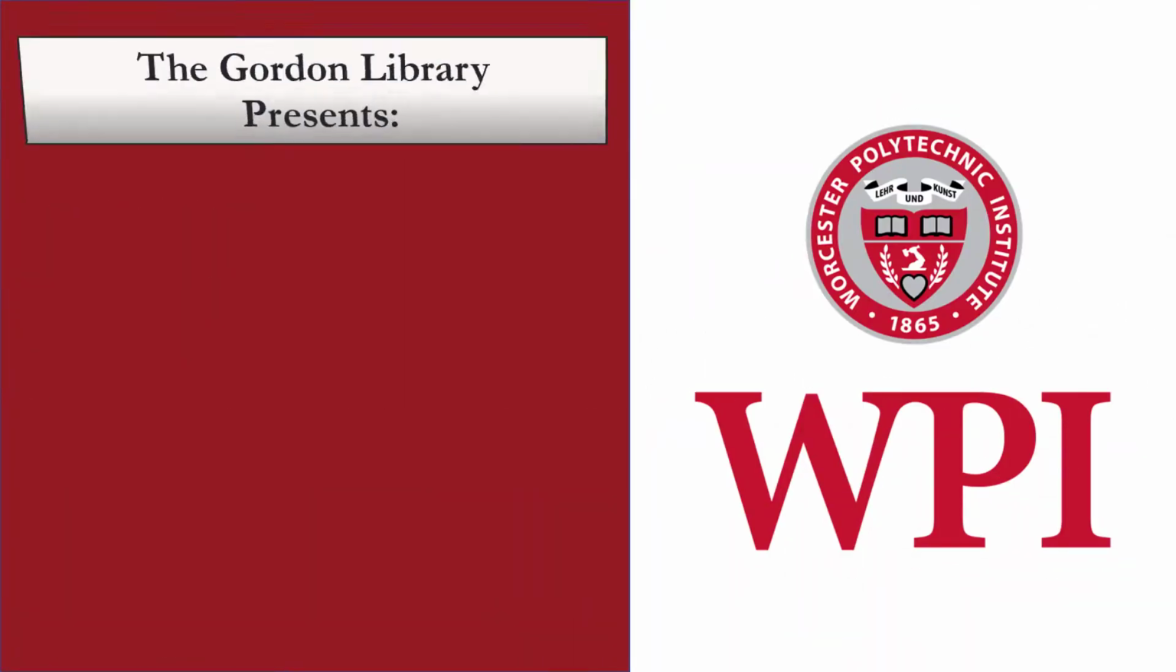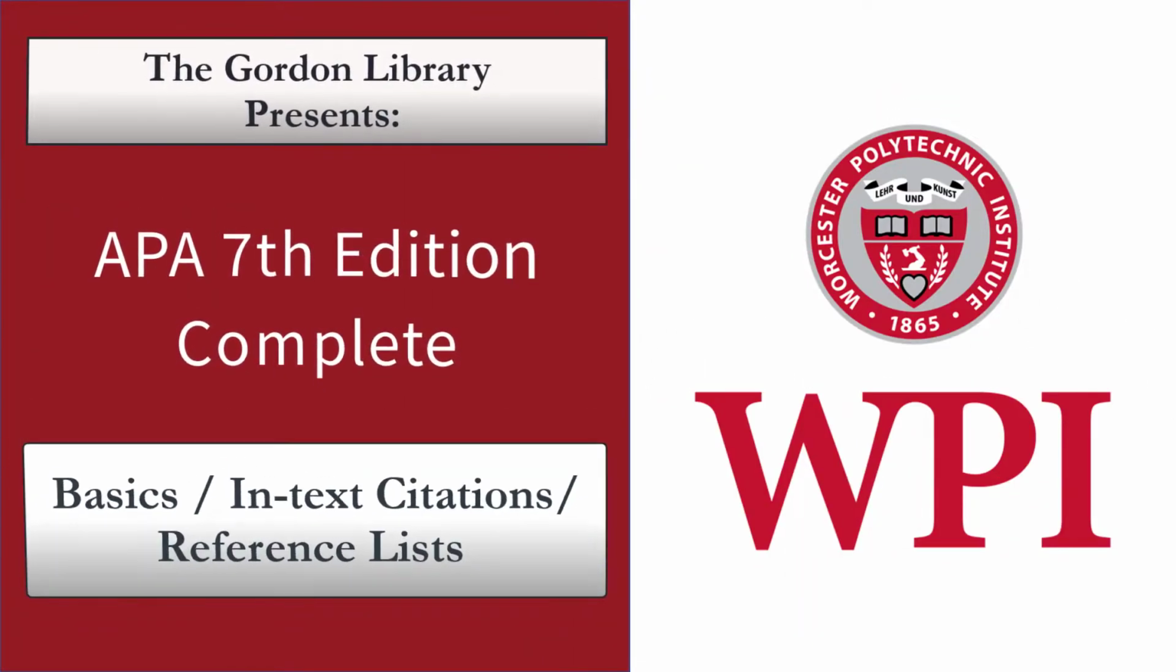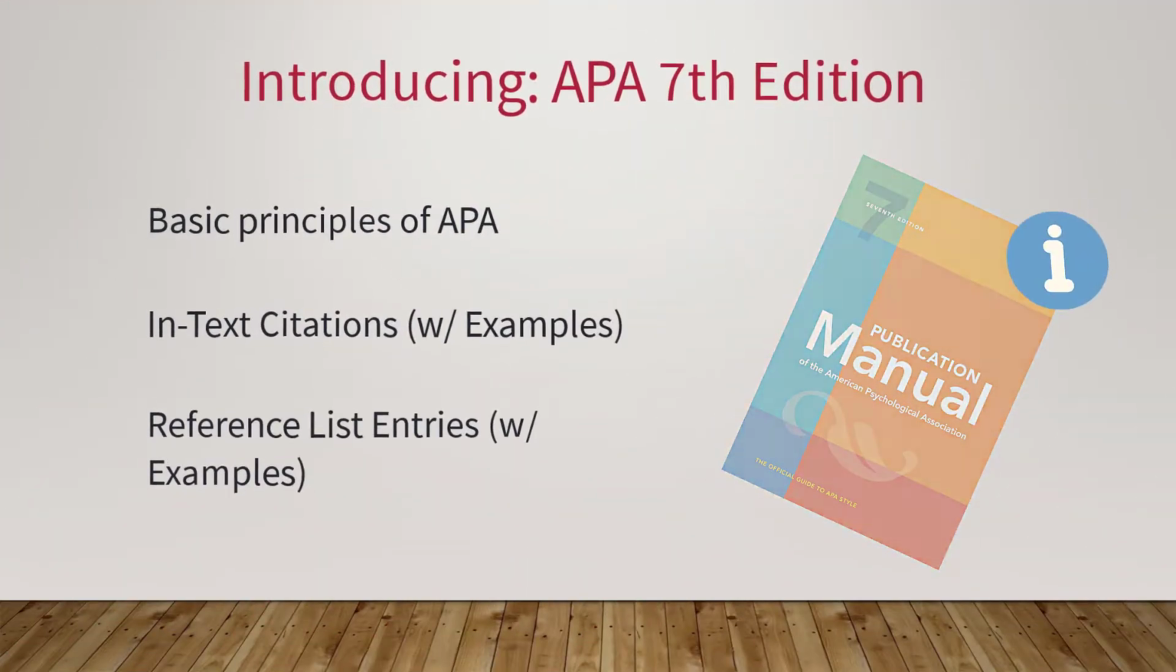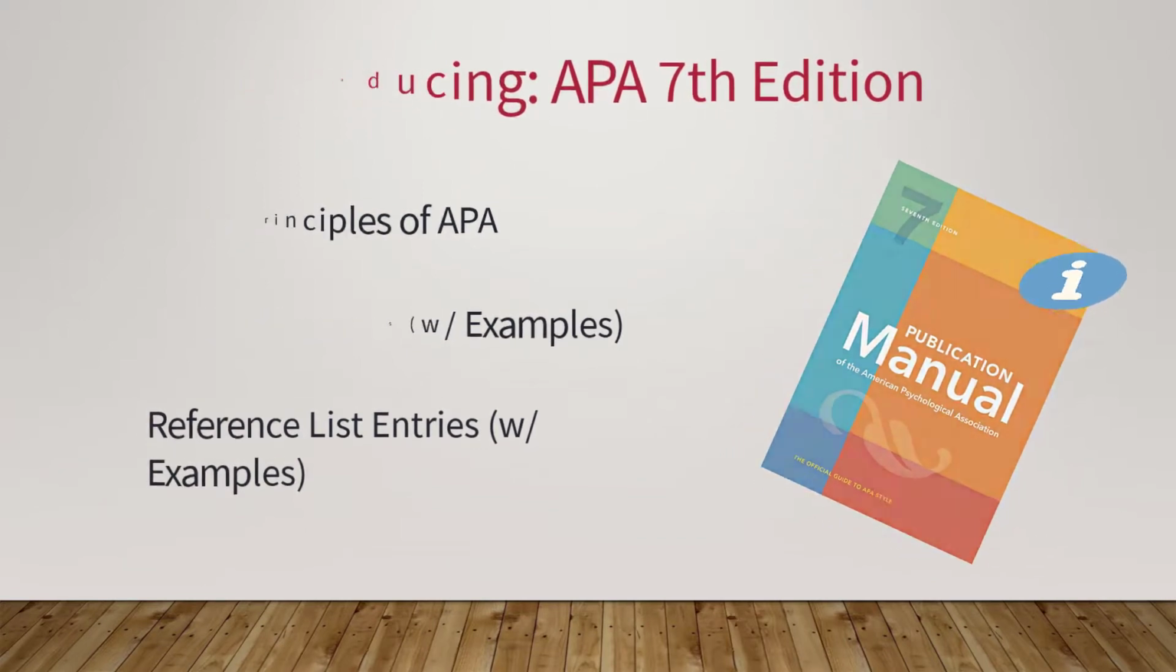This is WPI. We are the Gordon Library, and this is an overview of APA 7th edition. And today we'll be talking about the basic principles of APA, in-text citations, and reference list entries.